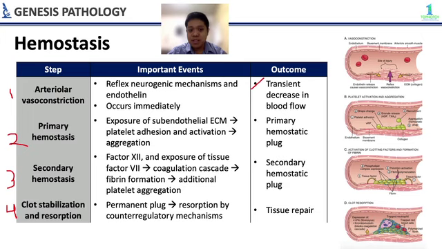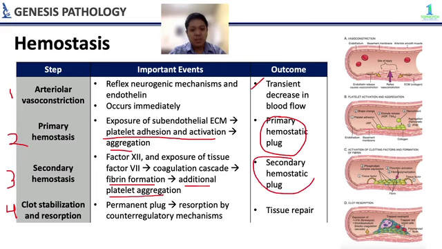Yung primary hemostasis naman, since nagkaroon ng exposure to subendothelial extracellular matrix, magkakaroon ng platelet adhesion and activation of the extrinsic pathway. So, magkakaroon ng aggregation which forms the primary hemostatic plug. Next naman, yung factor 12 and exposure factor 7 will activate the coagulation cascade of the intrinsic pathway naman. Kasi diba, intrinsic pathway parang it will accelerate the coagulation process ng sobrang bilis, di ba? And then, magkakaroon ng fibrin formation and additional platelet aggregation forming the secondary hemostatic plug.